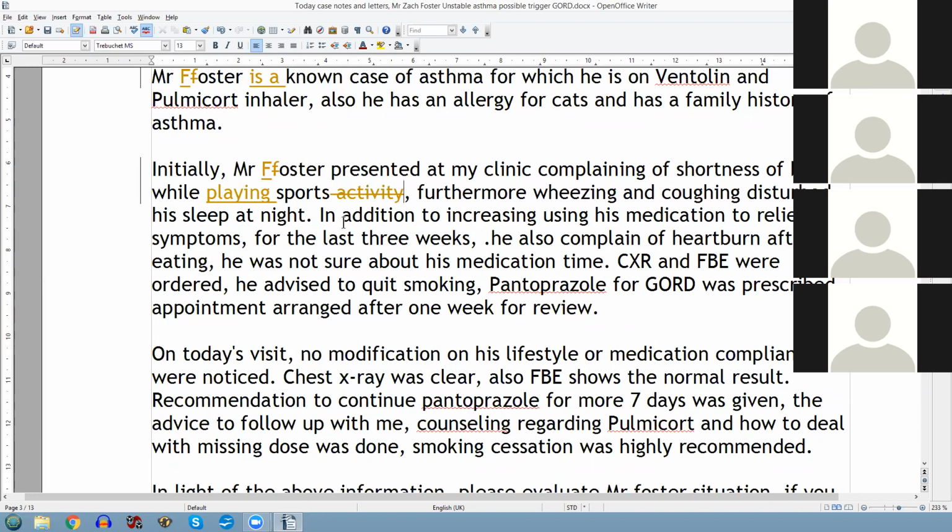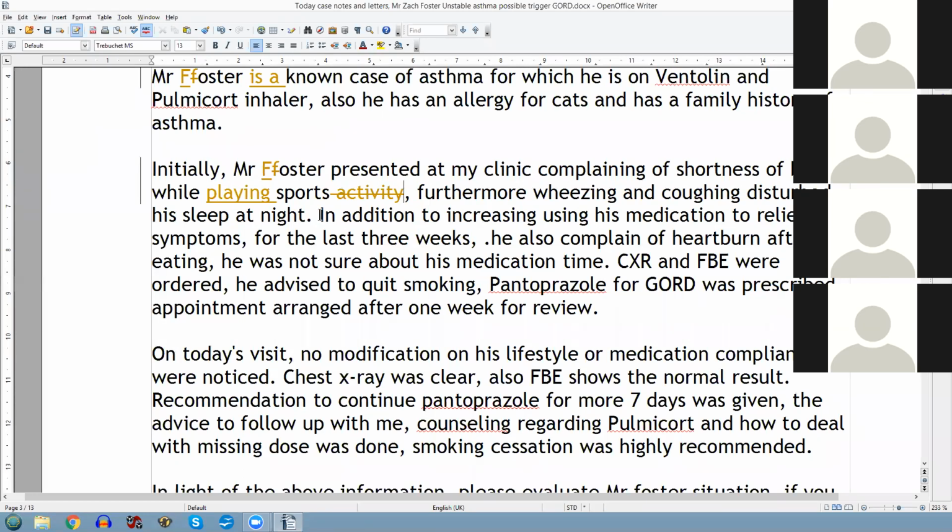Furthermore, wheezing and coughing disturbed his sleep at night. Why wouldn't you just make that a part of a sentence? You know, complaining of shortness of breath while playing sports, as well as disturbed sleep due to wheezing and coughing, or something such as that.